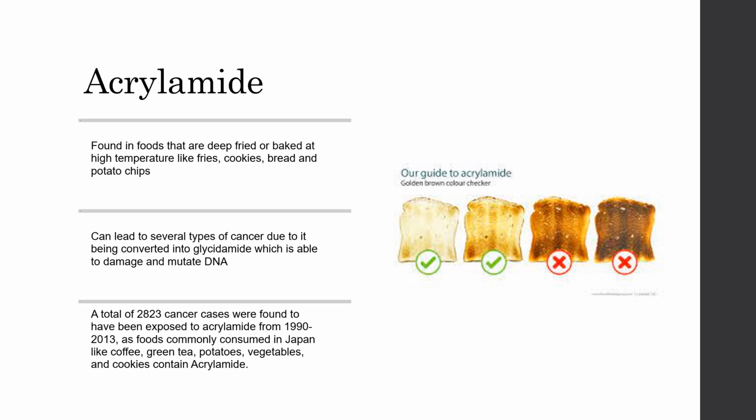To the right, we can observe a comparison between different breads that have been toasted, with the two most toasted having an X on them, as they are the ones more exposed to acrylamide due to the high temperatures that they're being toasted at.